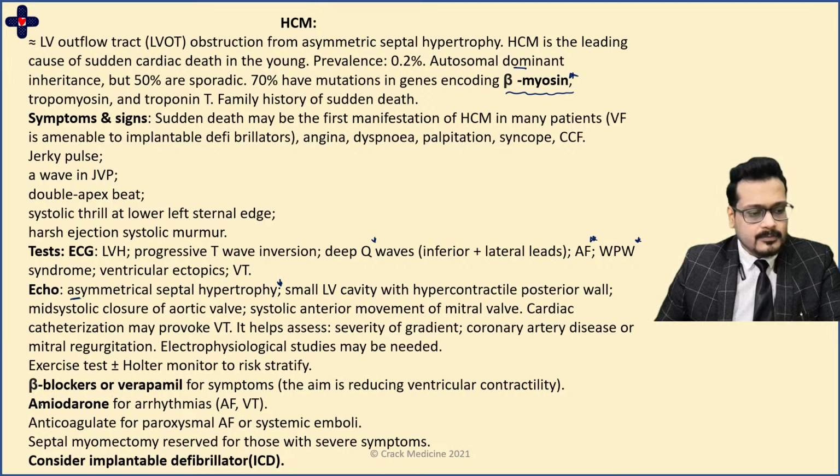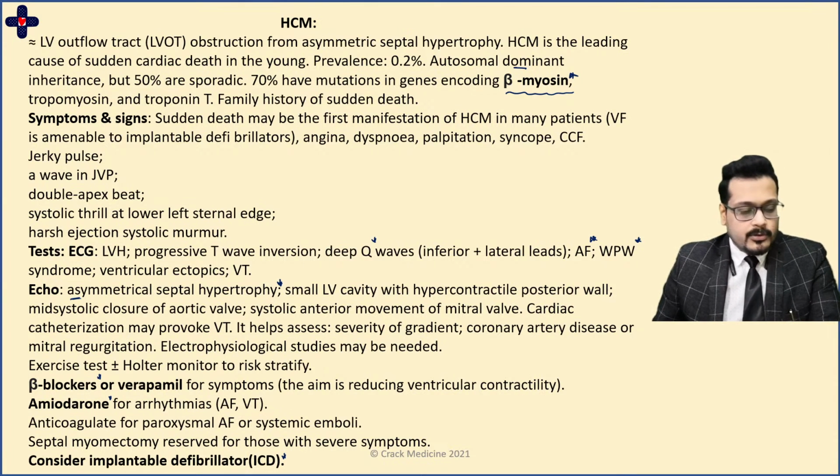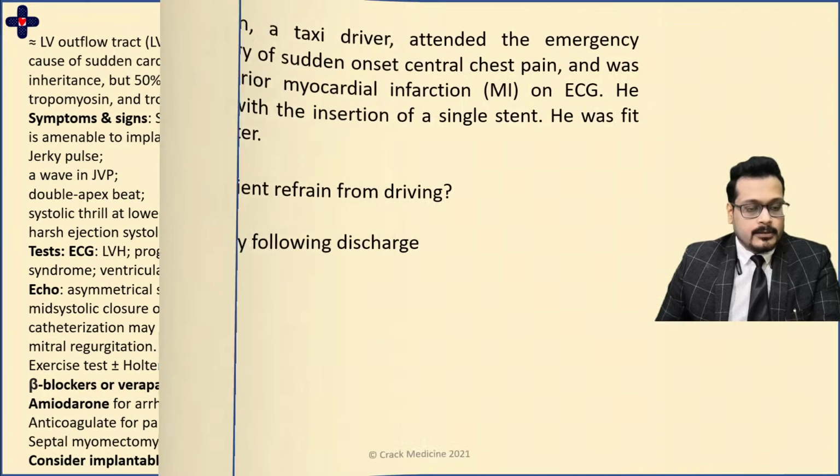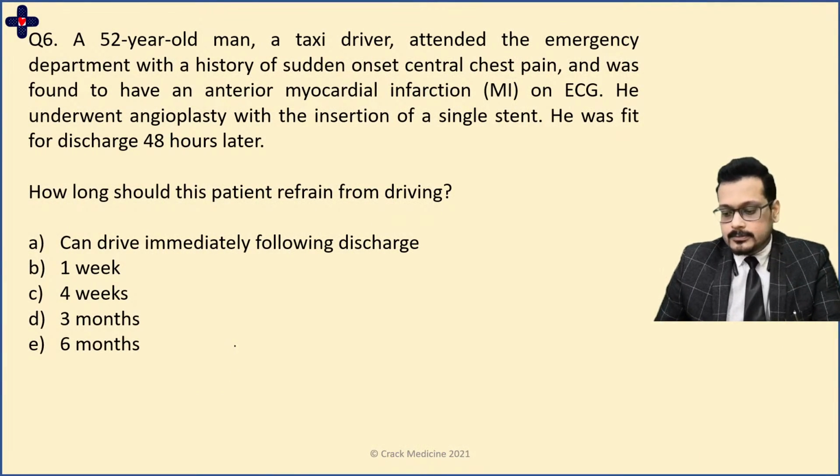And treatment modality includes, if the patient has AF, then you have to add amiodarone. If other things are present, then most probably beta blockers and amiodarone will be given. And if the question asks you to consider long-term therapy, that will be implantation of an ICD. Okay. Don't go for septal myomectomy. This is never the right answer for RCP. Okay. All right. Let's go for the next one.